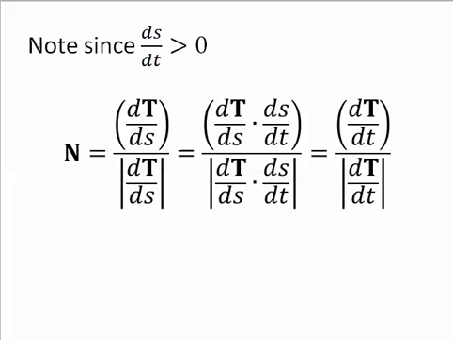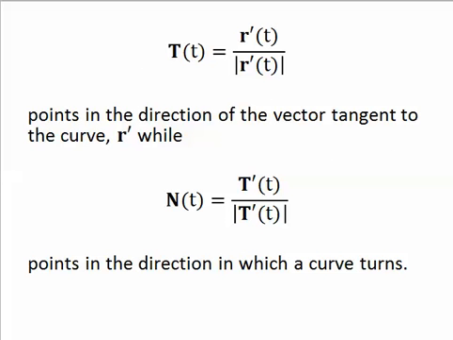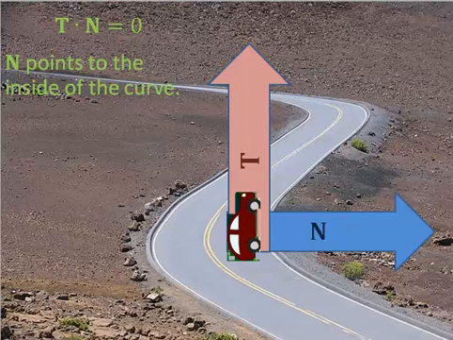Arc length is sometimes a bit of a nuisance to use, and sometimes I'd rather use time. So I'm going to use the fact that speed is positive, and I'm also going to use the chain rule to come up with an alternative formula. I'd like to point out to you that the unit tangent vector points in the direction of the vector tangent to the curve, while the unit normal vector points in the direction in which a curve turns. They are orthogonal to each other.